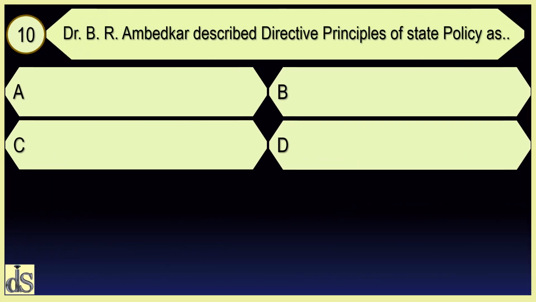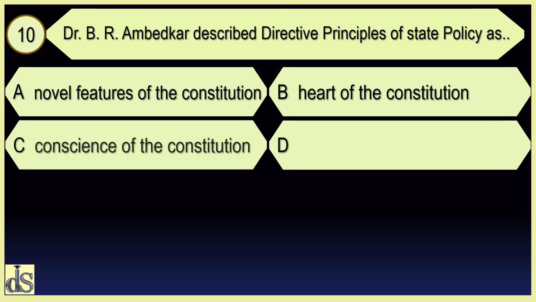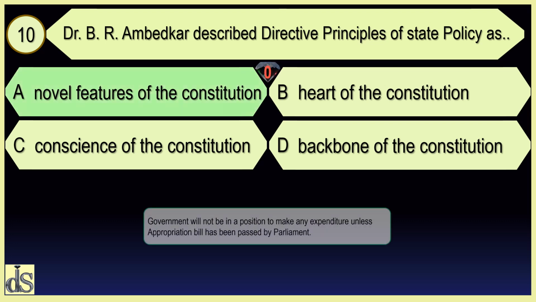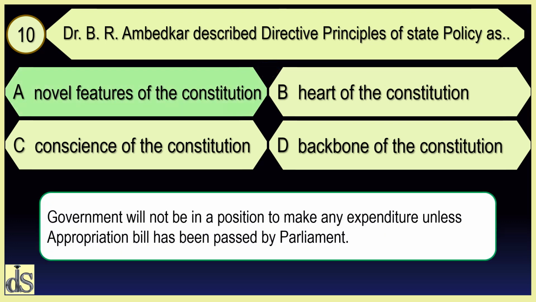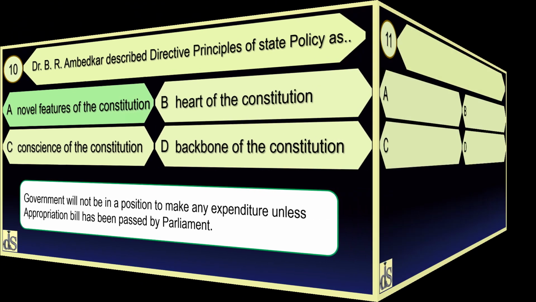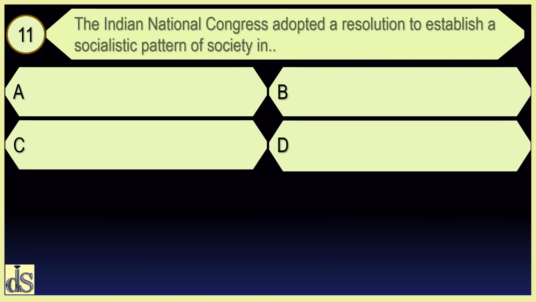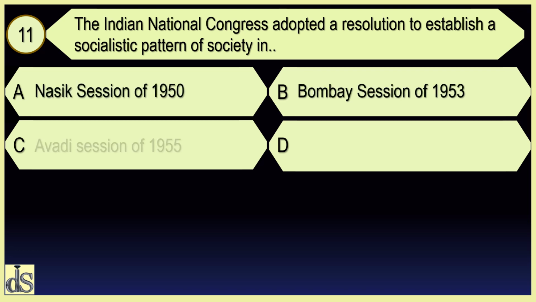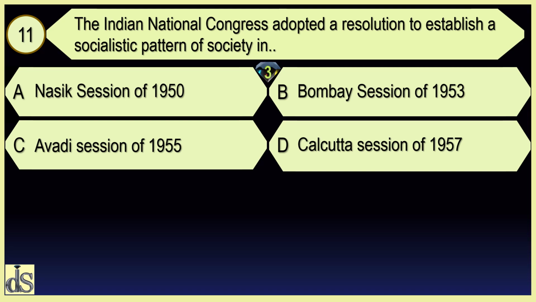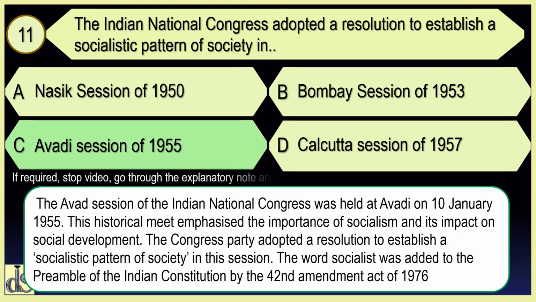Dr. B.R. Ambedkar described directive principles of state policy as novel features of the Constitution. The Indian National Congress adopted a resolution to establish a socialist pattern of society in Avadi Session of 1955.